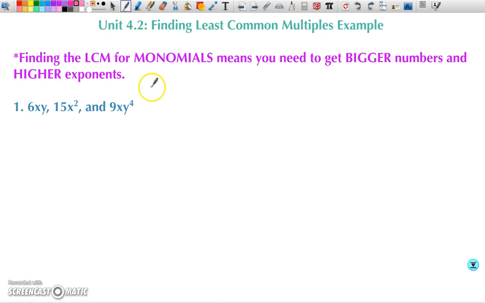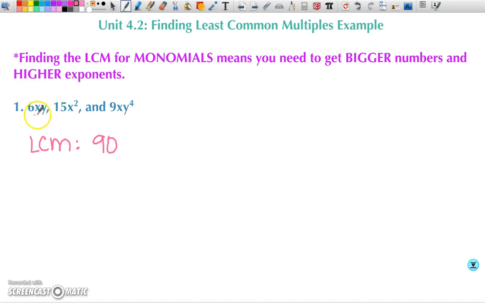So the first thing is finding the least common multiple. So how do we do that? Well, if you're looking for the least common multiple for monomials, meaning one term, you need to get bigger numbers and higher exponents. So you need to look at your numbers of 6, 15, and 9 and find a number that all three of them go into. Not that they're divisible by, but what they go into. And in this case, that would be 90.